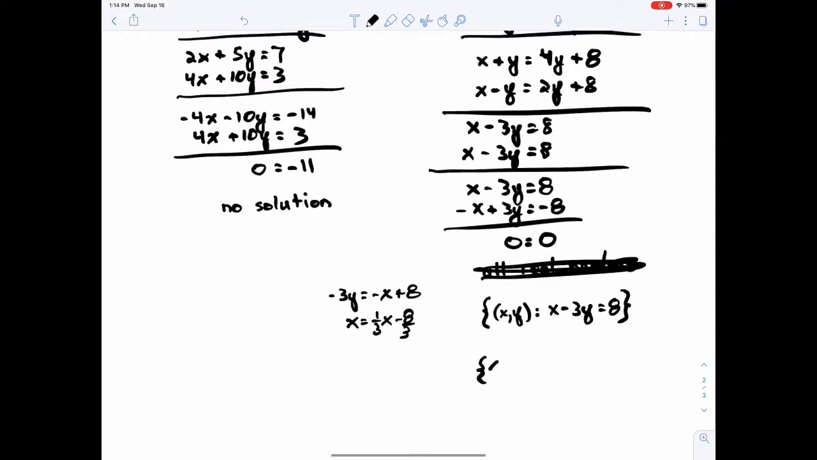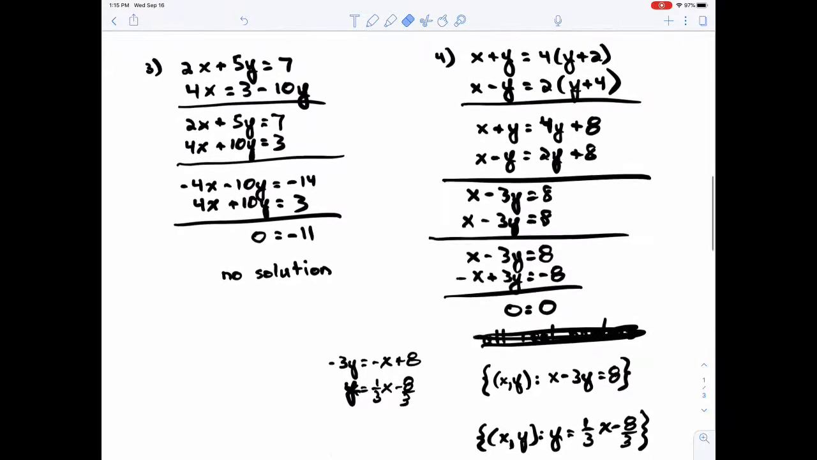All xy points such that, sorry, that should be a y there, y equals 1/3 x minus 8/3. Sure, that's fine. It doesn't have to be a specific form. I just don't know why you would. Might as well just leave it in the standard form if that's the form it's already in.